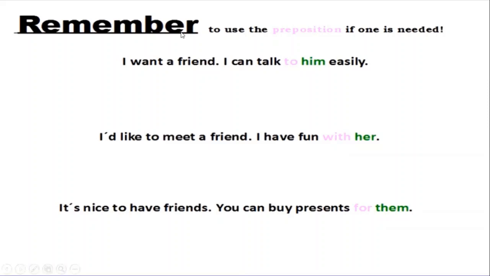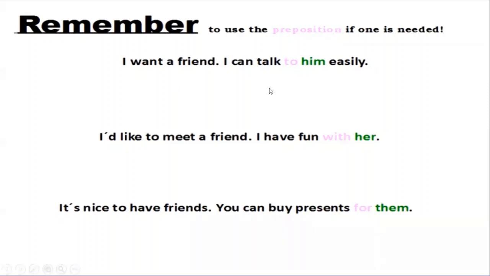Now, there you go right here. I want a friend, I can talk to him easily. Now, remember that I told you the preposition is not always at the end of the sentence. Sometimes that's what it looks like, but that's normally because we don't have more complement. But when we have more complement, you're going to see that the preposition is not going to be at the end. So this is the perfect example.